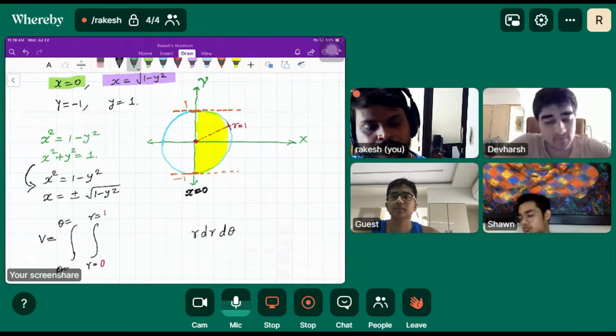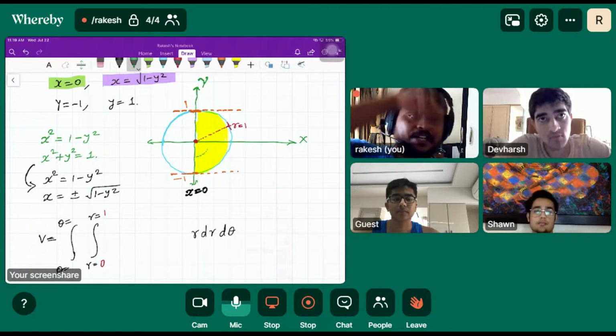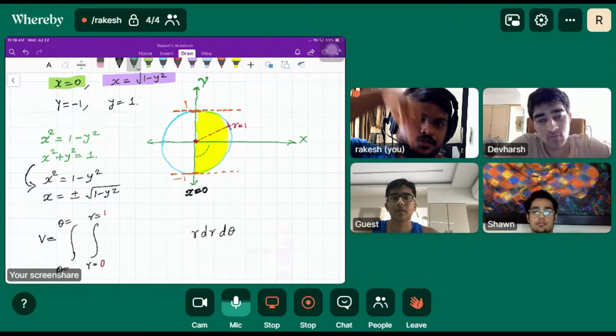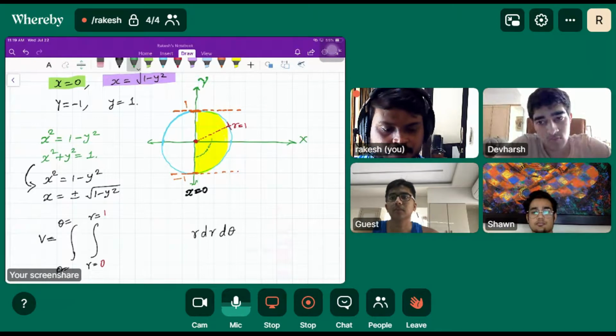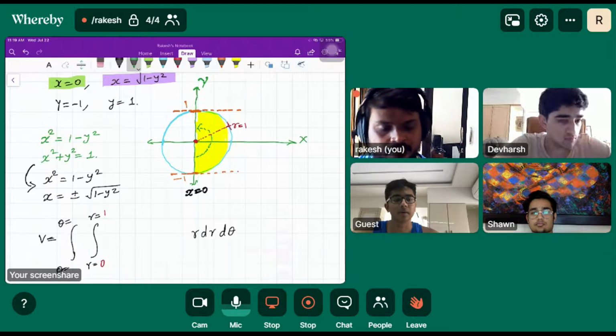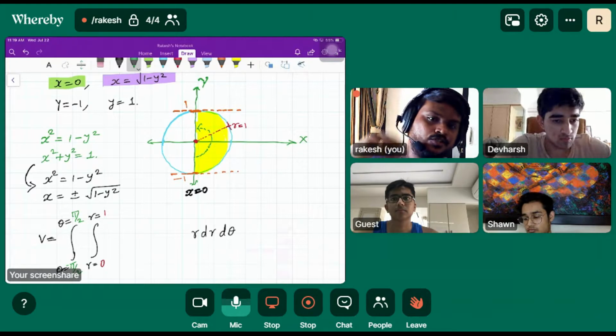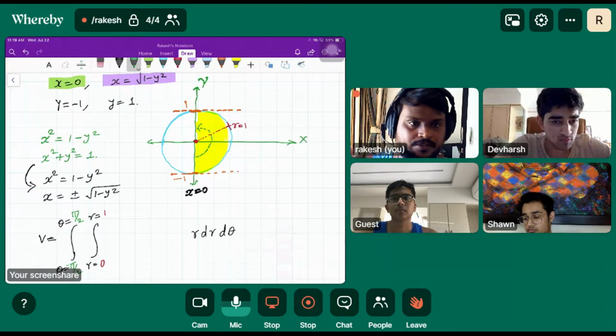Or we can go like this. Like we always go in the anti-clockwise direction. So if we start with minus pi by 2 angle, then minus pi by 2 to pi by 2. Okay. So minus pi by 2 to pi by 2, or what you said is 0 to pi by 2 twice. So that's also fine.